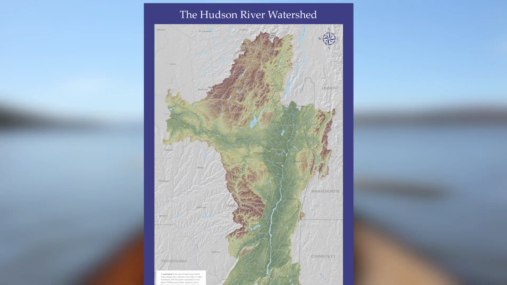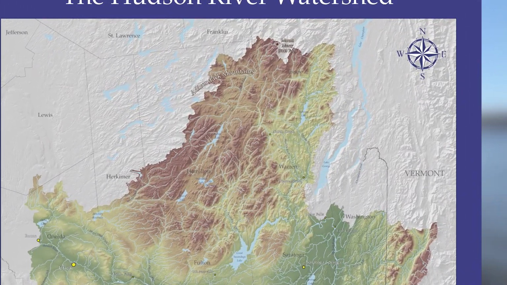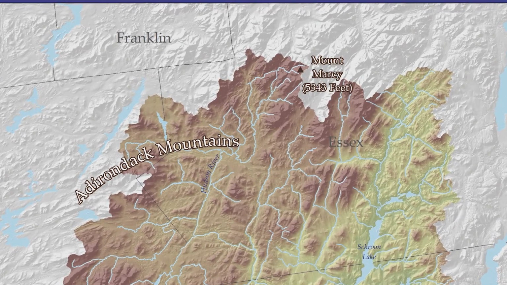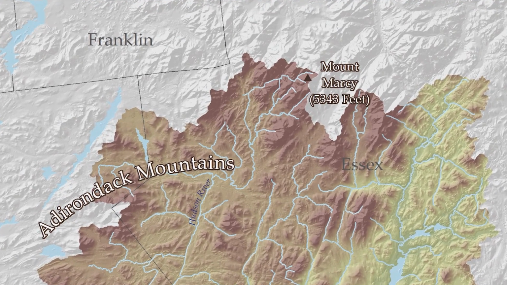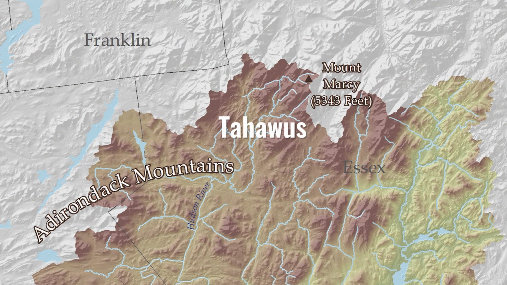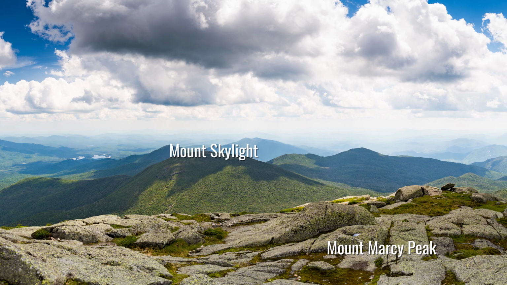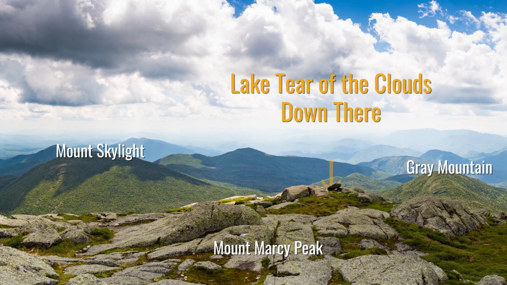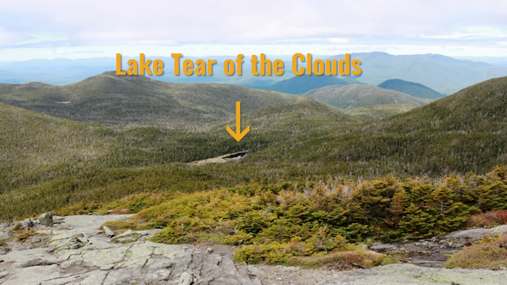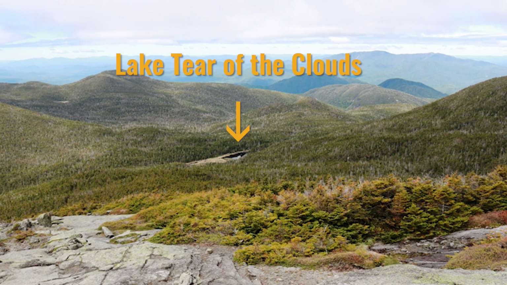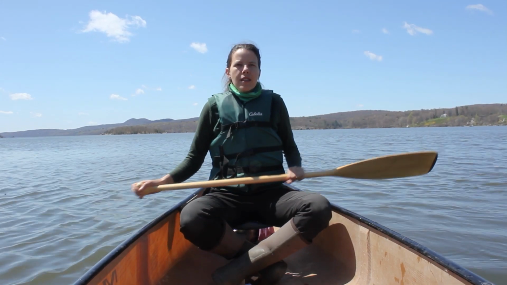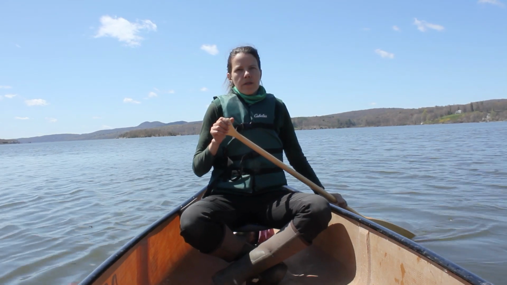So the headwaters of the Hudson, or where the river begins, is at the highest point in New York, up in the Adirondack Mountains, at the top of Mount Marcy, which is also known as Tahawus. Near the very top of that mountain is a tiny little lake called Lake Tear of the Clouds. This little lake is often called the headwaters of the Hudson, although if you think about it, anywhere that a raindrop falls in the watershed is also where the river begins.